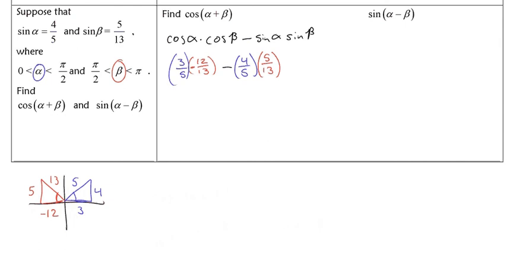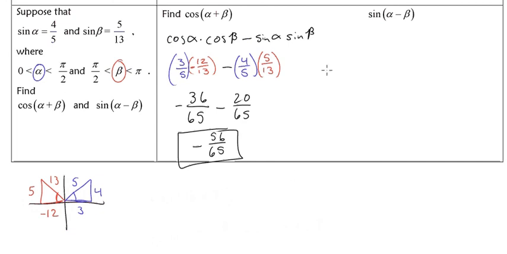Multiplying those all out, we get, well, what's 3 times 12 and negative? So negative 36/65 minus 20/65, and our answer is negative 56/65. All right, going through that process, do sine of alpha minus beta on your own, and then come on back and get walked through that. But do that one on your own now.